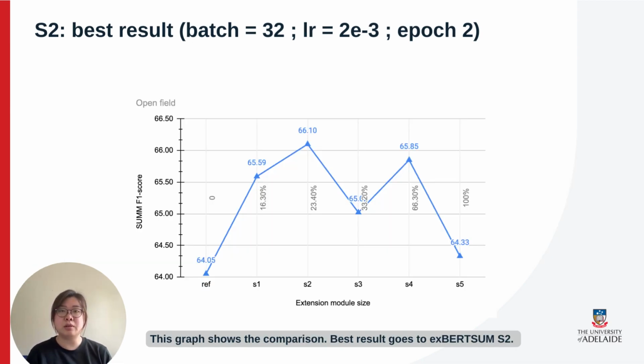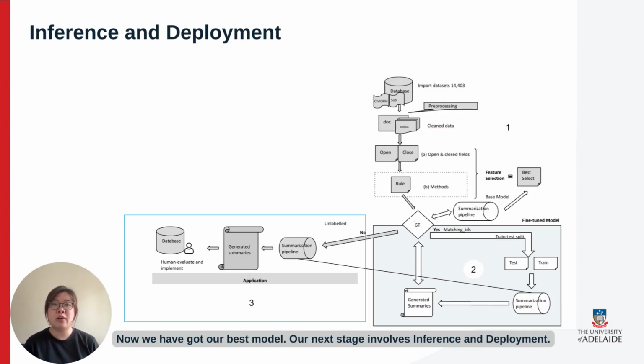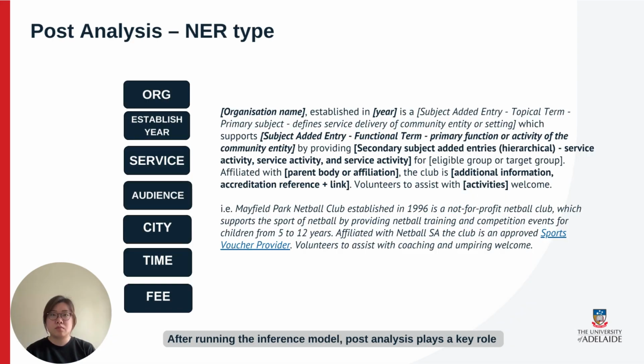This graph shows the comparison. The best results go to the ExpertSum S2 model. Examples of candidates and goal outputs are displayed. Now we have our best model. Our next stage involves inference and deployment.